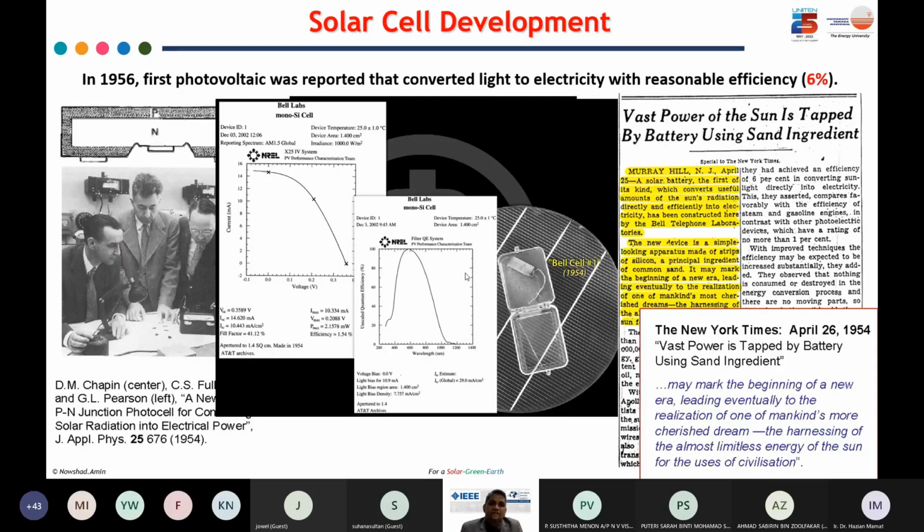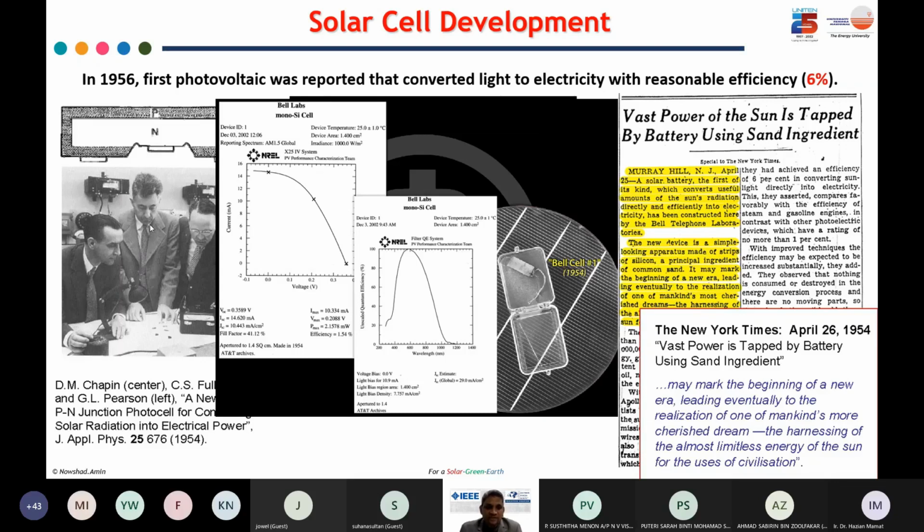Now about the solar cell development. The first solar cell was reported in 1941 by Russell Ohl at Bell Lab, but it only reached 4% efficiency. Then in 1956, the first reasonable efficiency, around 6%, was claimed by these three gentlemen on the left side, Chapin, Pearson, and Fuller, from the similar Bell Lab.